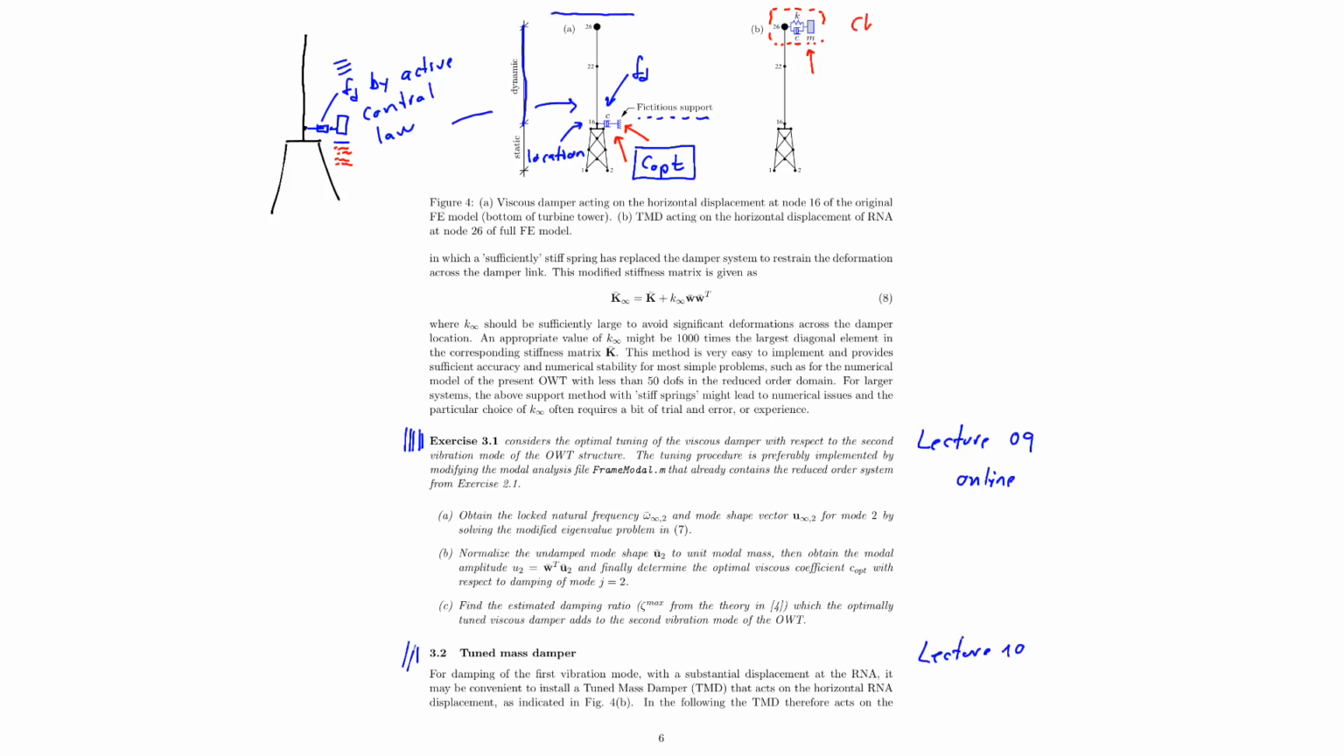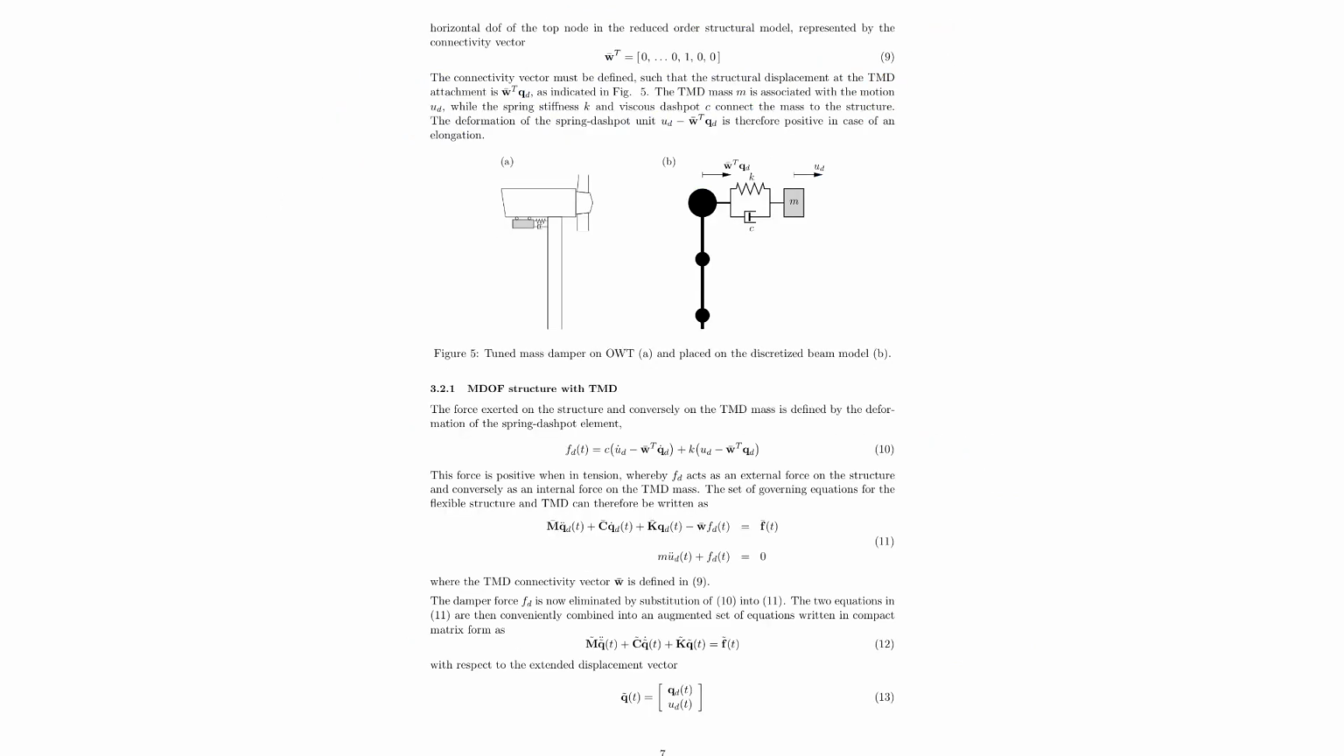And you choose M. I think M is 10 ton in the present case. And the question is then, what should K, the spring stiffness of the TMD, and C, the dashpot of the TMD, what should that be to get optimal damping performance? Again, we place the damper by a connectivity vector, and the horizontal deflection of the top node is then the third last entry in the connectivity vector.